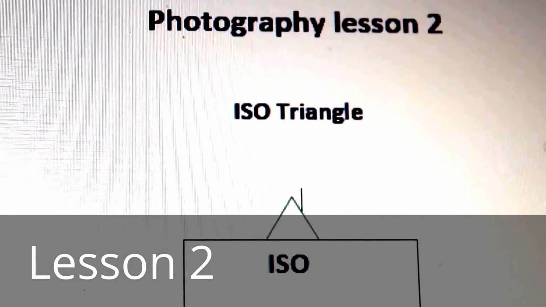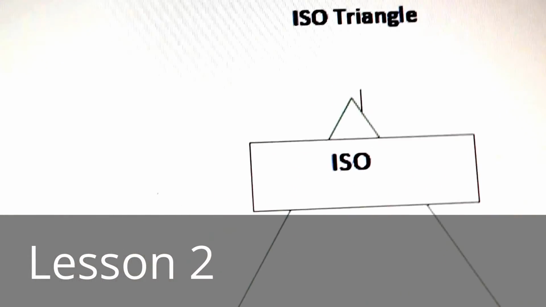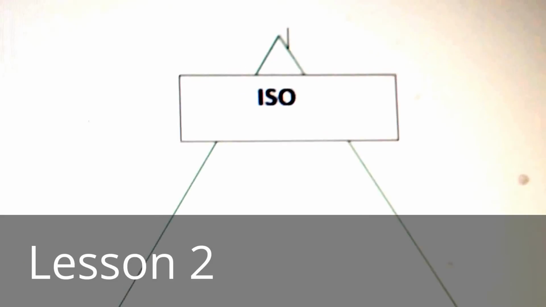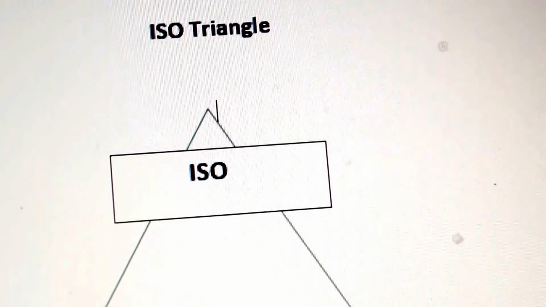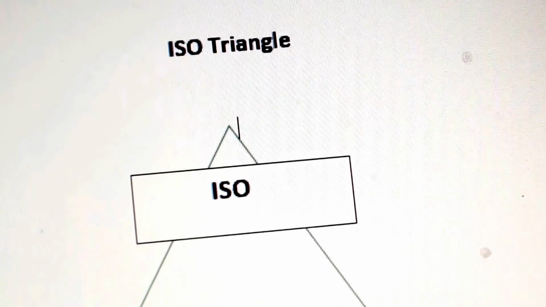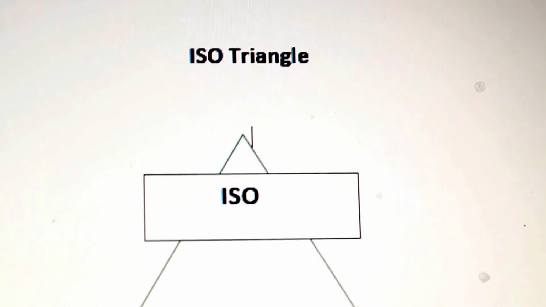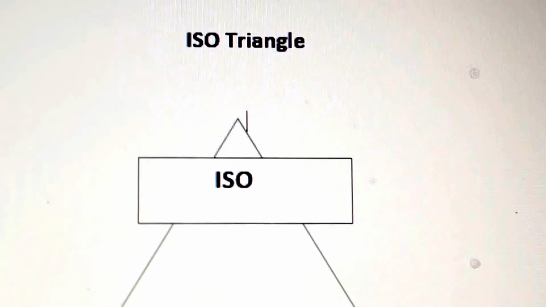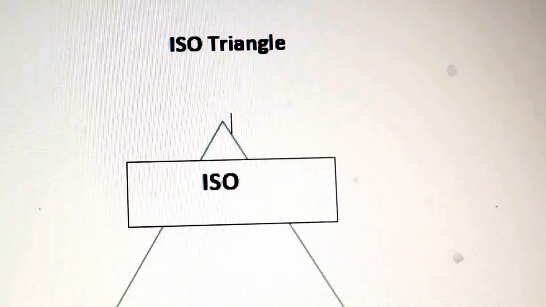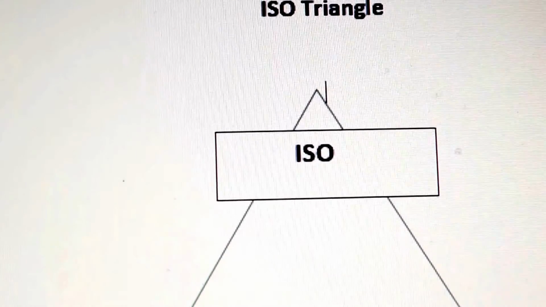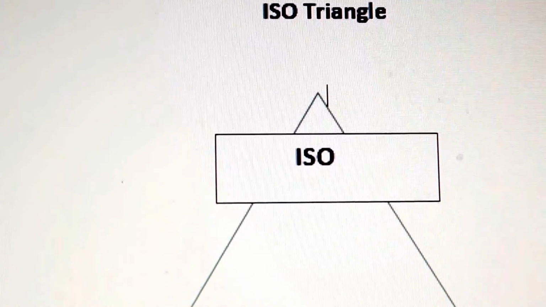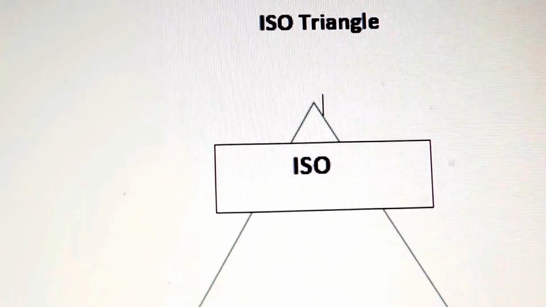Photography 2: the ISO triangle. Now let us start with point 1, the digital sensor, also known as film speed. That will allow you to change the settings of lighting on your camera. When you take a picture, it'll be greatly affected because of the light. The ISO will help you change that.